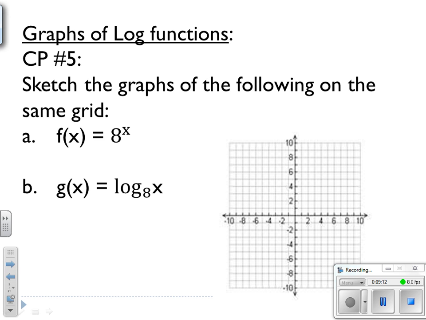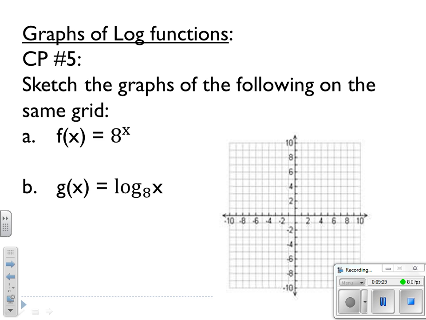Now the graphs of our log functions, you can generate XY tables to help you with these. Your graphing calculator has the capability of helping you with these. But let's just take a look at these with that XY table, because you guys know me well. That's kind of how I do things.